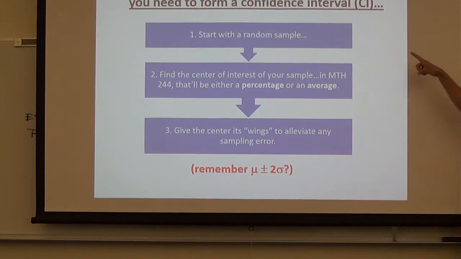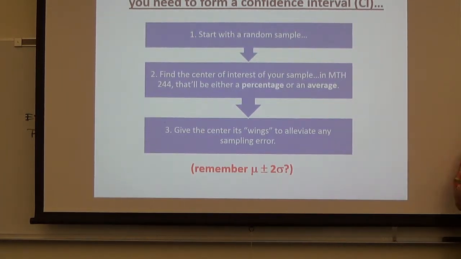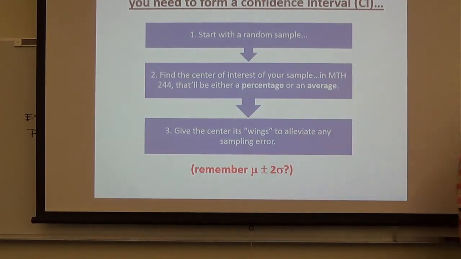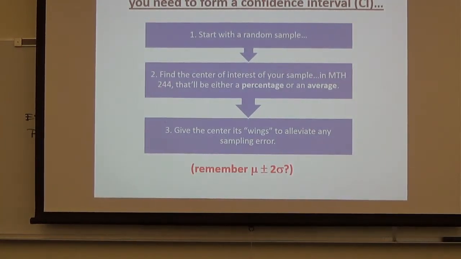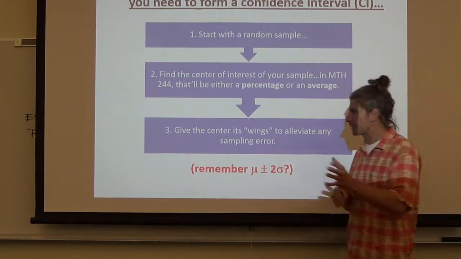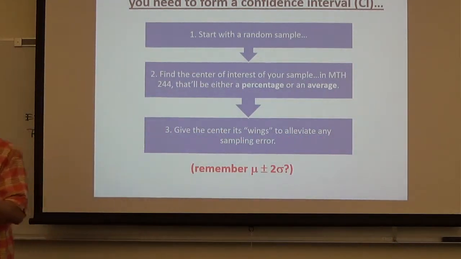So the first thing you do is you get your sample, like we did with the coins. Here's your coins, spin them 10 times, put it all together. From that sample, find what statisticians often call a point estimate, which in this class will only ever be percentages or averages. There are other things you can estimate. You can estimate medians, you can estimate variances, you can estimate standard deviation.